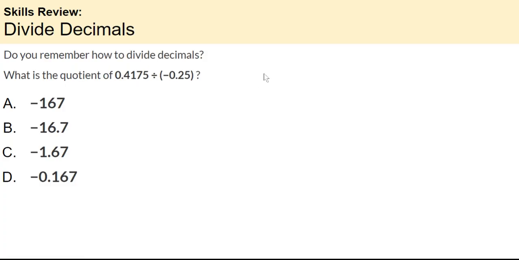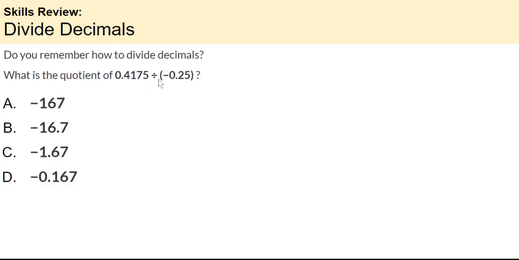Do you remember how to divide decimals? Okay, what is the quotient of 0.4175 divided by negative 0.25? All right, how did you do? What was your answer? All right, let's look at the correct way to do long division with decimals, okay?